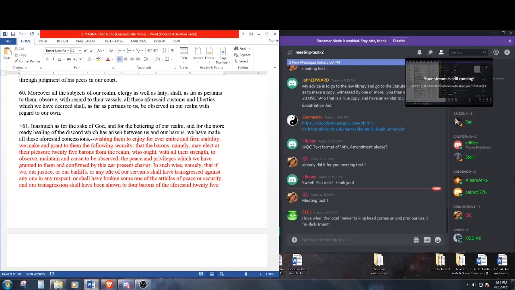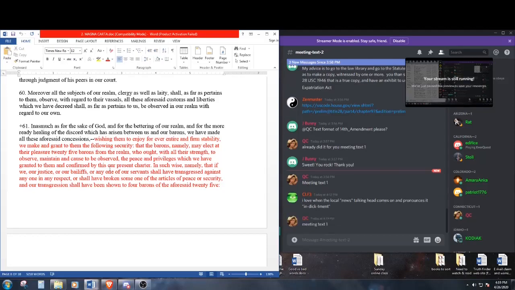That the barons, namely, may elect at their pleasure 25 barons from the realm, who ought, with all their strength, to observe, maintain, and cause to be observed the peace and privileges which we have granted them and confirmed in this our present charter. In such wise, namely, that if we, our justice, or our bailiffs, or any one of our servants shall have transgressed against any one in any respect, or shall have broken some one of the articles of peace or security, and our transgression shall have been shown to 4 barons of the aforesaid 25.